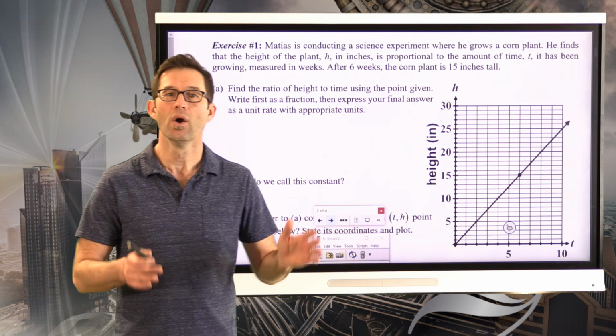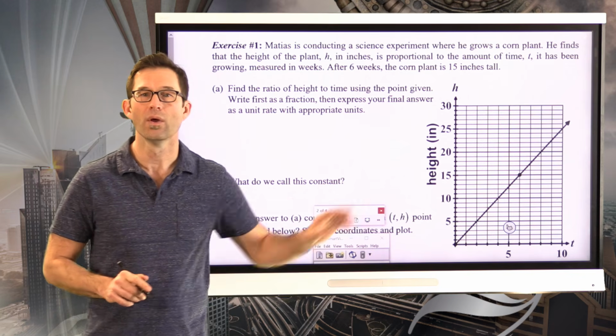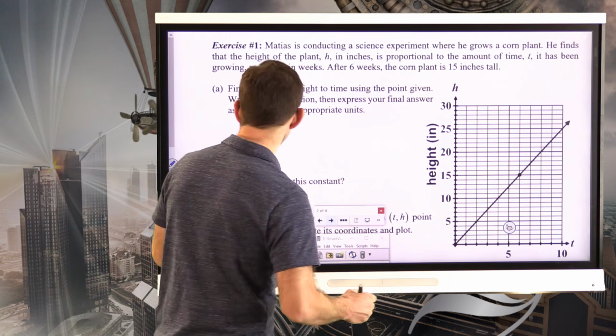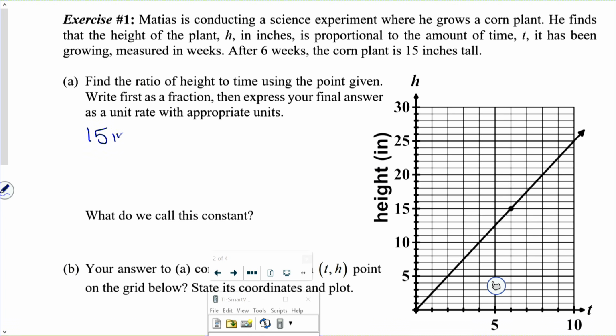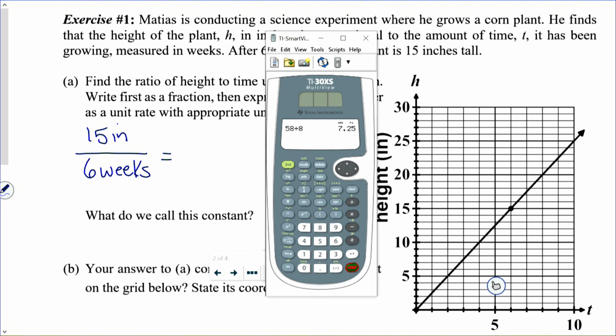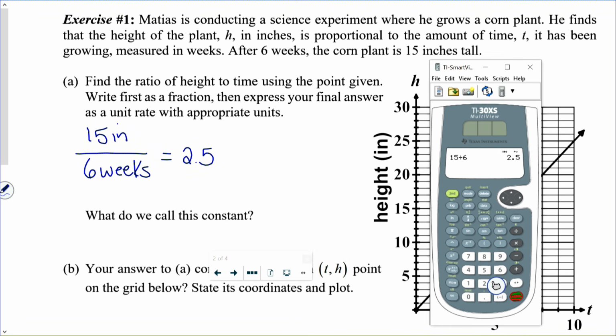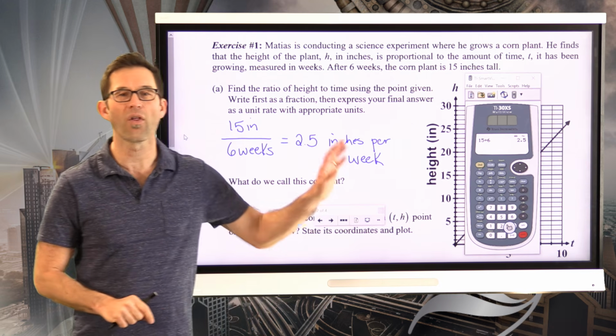All right, easy enough, right? We want the height to the time. We want 15 inches divided by 6 weeks. Let's use our calculator really quick just to do the division. 15 divided by 6. That's going to give us 2.5. We want proper units. So 2.5 inches per week.